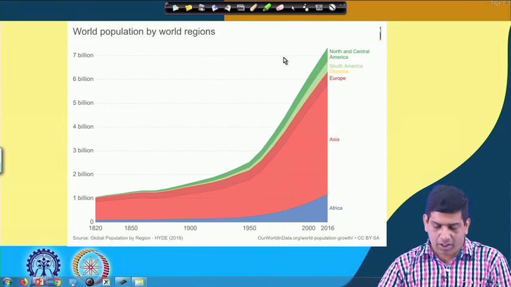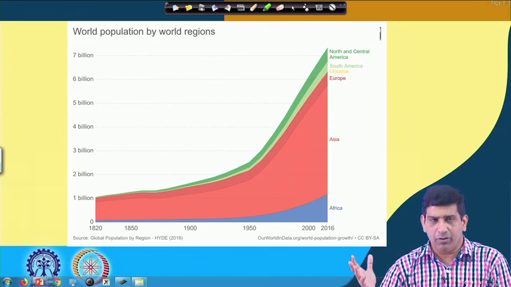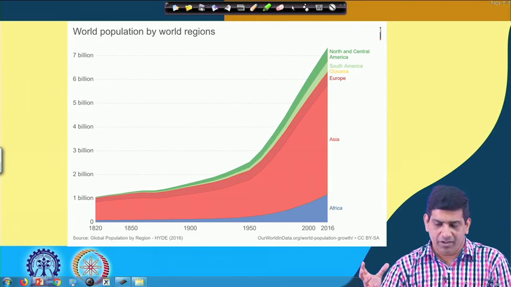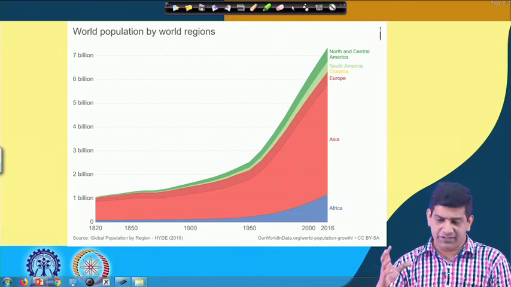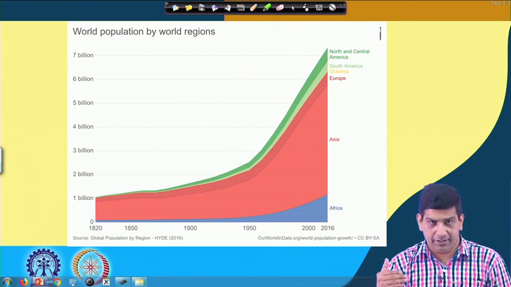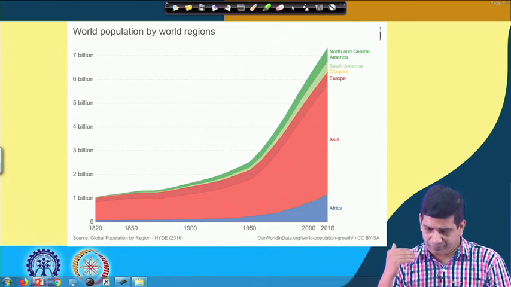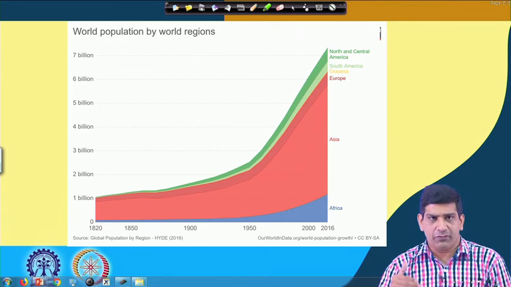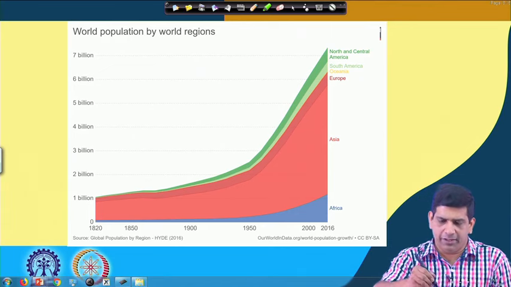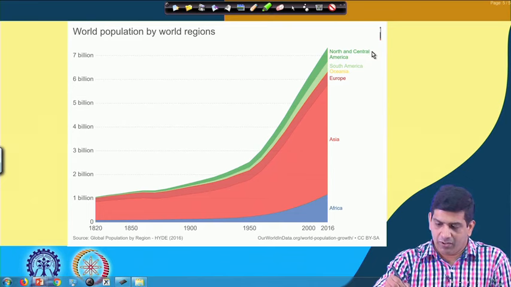Now, we talked about the overall population, but what about the population in different regions of the world? Here, the different colors that you see: the top one is North and Central America, the dark green. The lighter green is South America. So here you have North and Central America, South America.